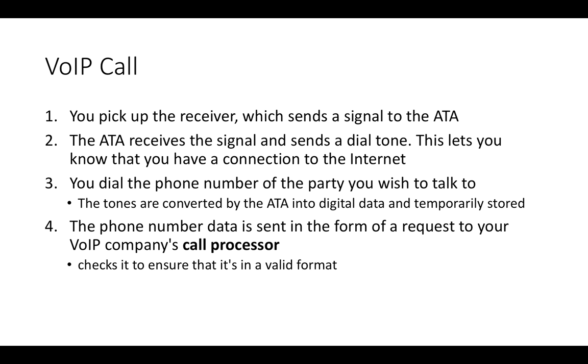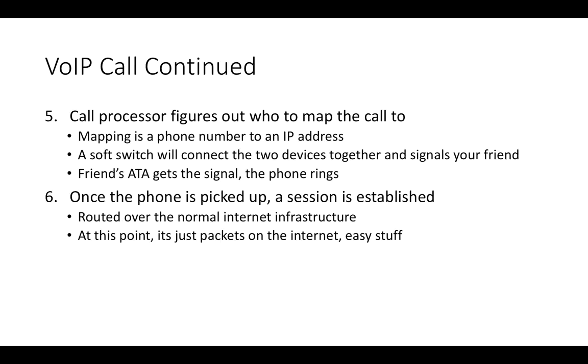When we dial the phone number of the party, those tones get transmitted into the ATA, converted to digital data, and temporarily stored. It's like when you pick up a phone and start dialing the numbers, you hear the different tones being played. That's what we're talking about here. After that, the phone number data gets sent from my request over to the VoIP company's call processor. The call processor is something sitting over at the provider of the VoIP service. Really, its job is to map the phone number into an IP address. Once we have that data in an IP address, we can route it across the internet.